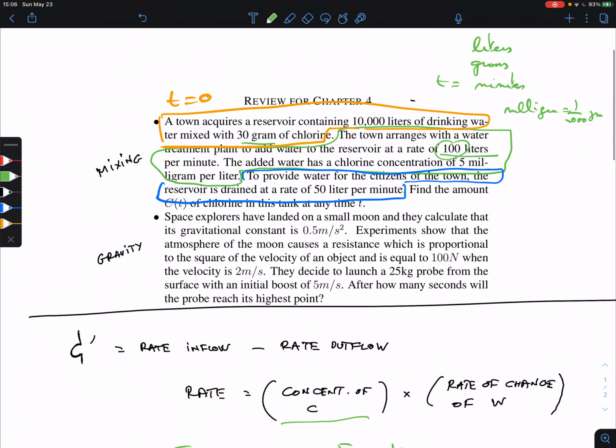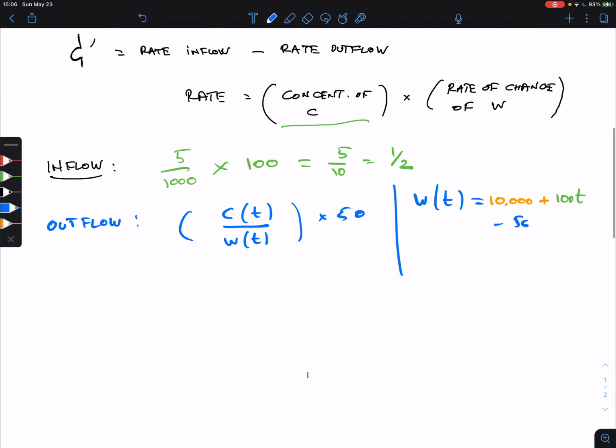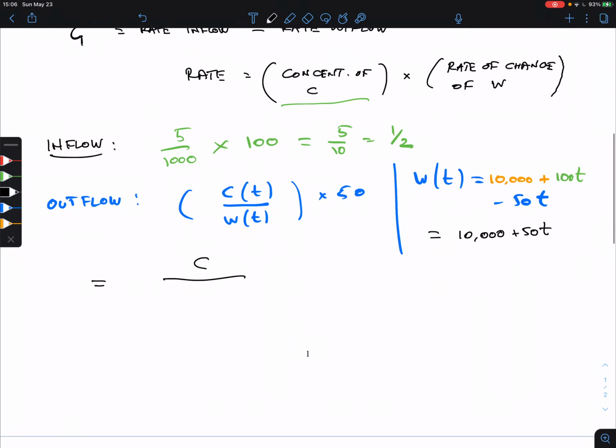But we also subtract, that is the blue part. It says we're draining it by 50 per minute, so 50t. So we see that this comes out, let me go back into black here, 10,000 plus 100t minus 50t, which is 10,000 plus 50t. So let's write down now what we have here. The outflow is C, which we don't know yet, but that's the equation that will tell us what it is. Then we have 10,000 plus 50t, times 50.